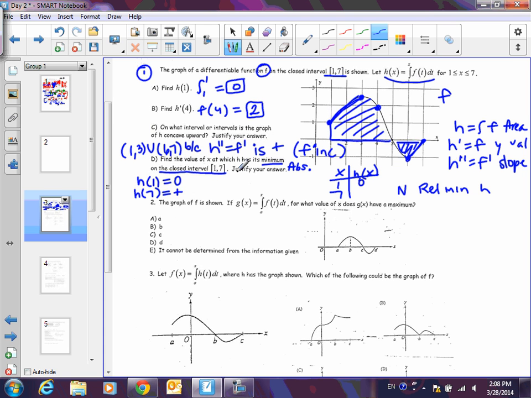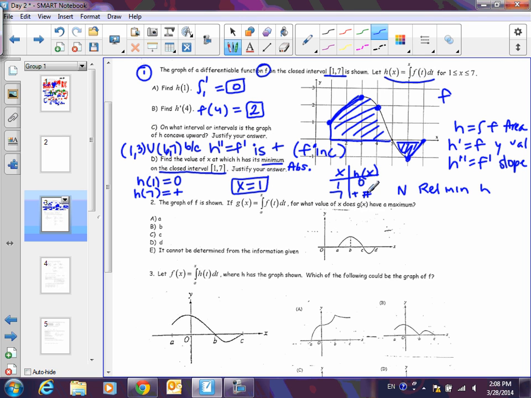So if I'm looking for an absolute minimum and I'm comparing 0 to a positive number, 0 would have to be the minimum. So I'm going to write positive number. You could get more specific on this, but the answer here has to be x equals 1. That is the x value that gives you your absolute minimum.